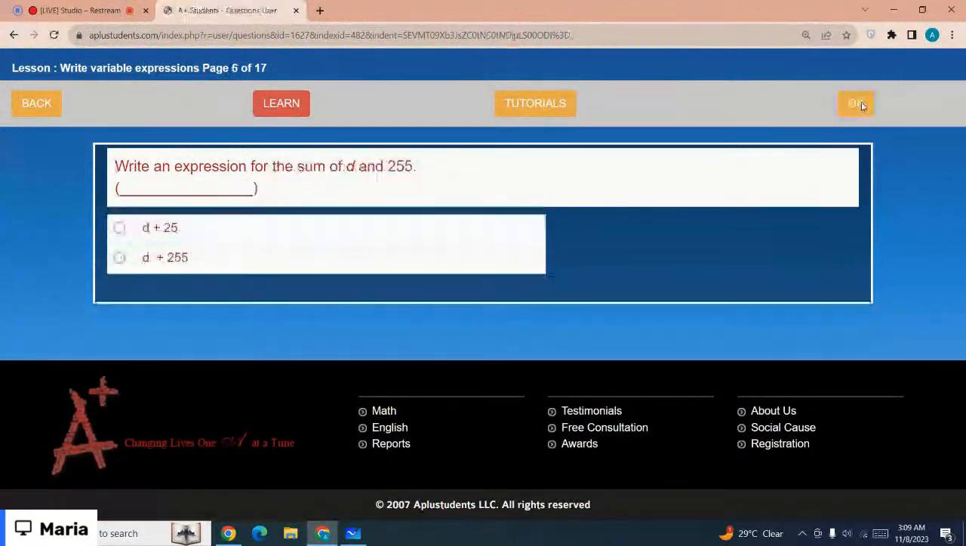Write an expression for the sum of D and 255. So which is the correct option?